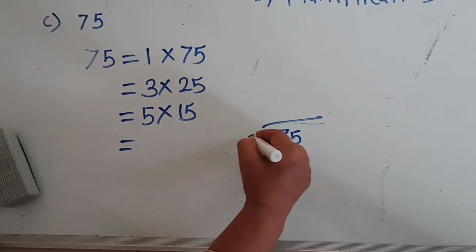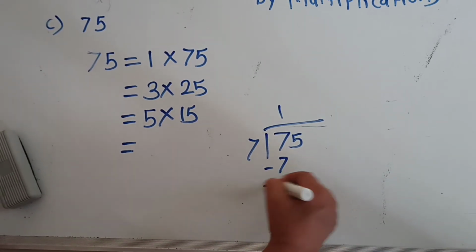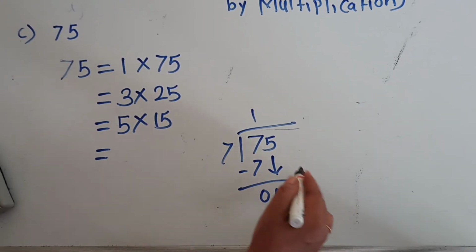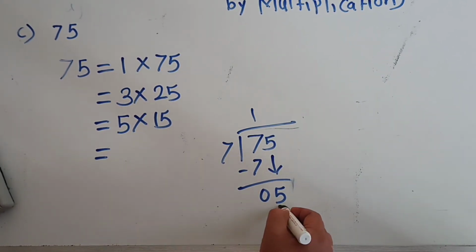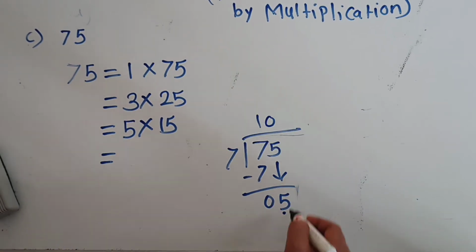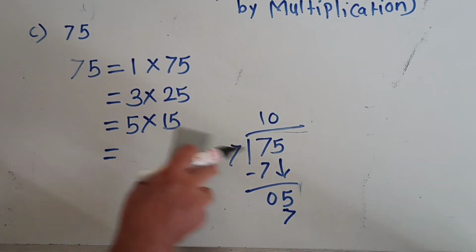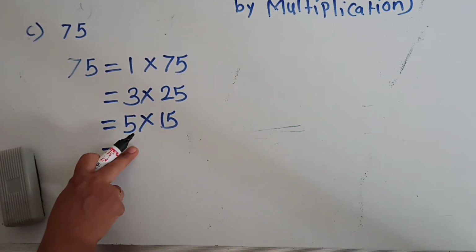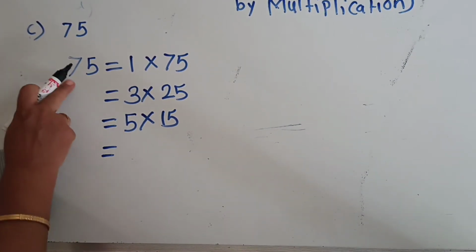75 divided by 7. 7 ones are 7. 7 minus 7, 0. Take down this 5. See here, 7 zeros are 0 and 7. No, we cannot divide this 5. So 7 is also not a factor of 75.